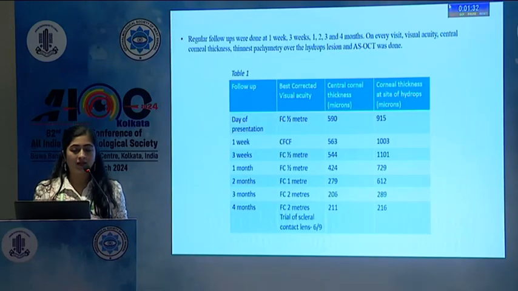Regular follow-ups were done at 1 week, 3 weeks, 1, 2, 3, and 4 months. On every visit, the visual acuity, central corneal thickness, thinnest pachymetry over the hydrops lesions, and ASOCT was done. As can be seen, the best corrected visual acuity went from finger count half meter to finger count 2 meters at the end of 4 months. The central corneal thickness went from 590 microns and finally reduced to 211 microns at the end of 4 months. The thickness at the site of hydrops also went from 915 microns at the start to 216 microns at the end of the 4-month follow-up.